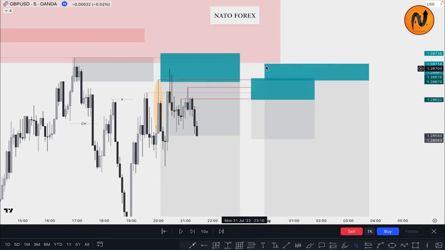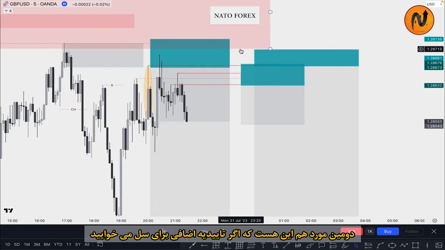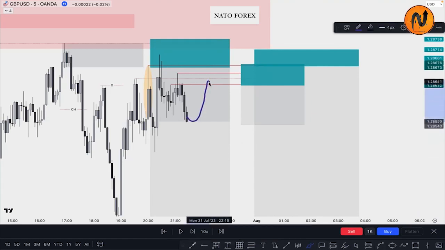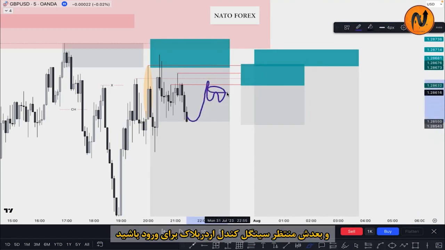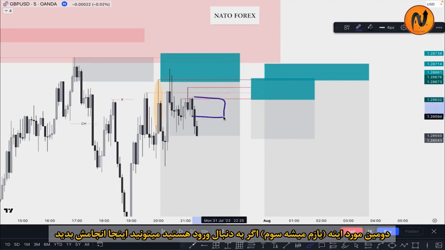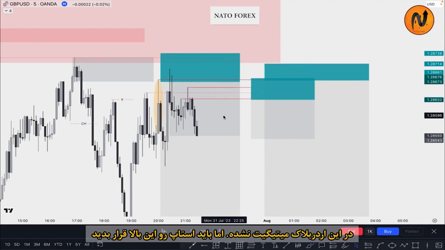Above it. Okay, and second thing is here, if you want to take an additional confirmation for the sell, you can wait to mitigate this one and create a single candle order block, then you can take entry. Second thing is here, if you want to take entry, you can also take entry here because this is an unmitigated order block, but you have to put the stop loss just above it, right?